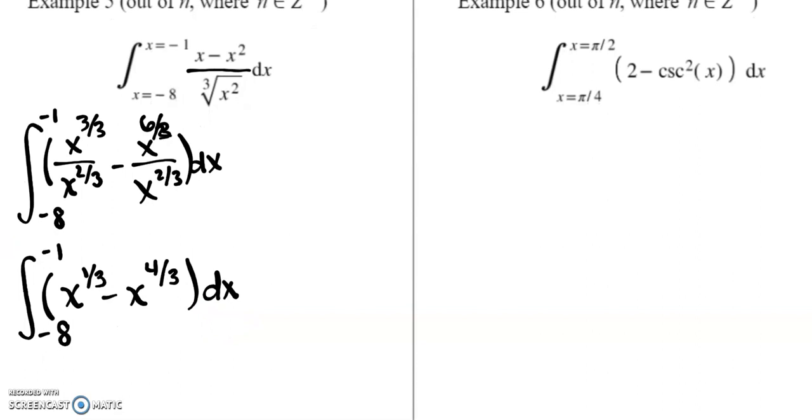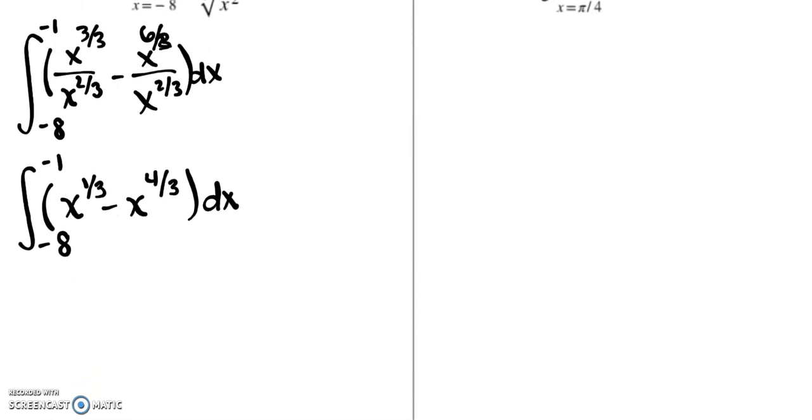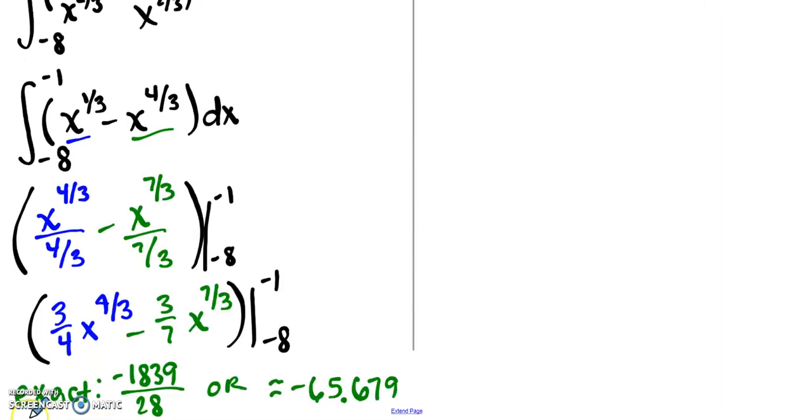To take the antiderivative, plug in -1, plug in -8, find the difference between them, and get that exact area under the curve. Go ahead and pause your video. Try for yourself. All right, so my exact answer came out as -1,839 divided by 28, or typing it all in your calculator, -65.679 for the area trapped under that curve.